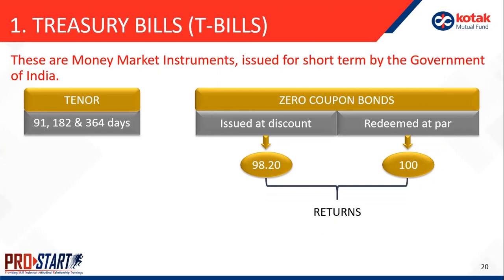These are issued by the process of auction. On the returns parameter, these would have the lowest returns as they hold the sovereign guarantee.